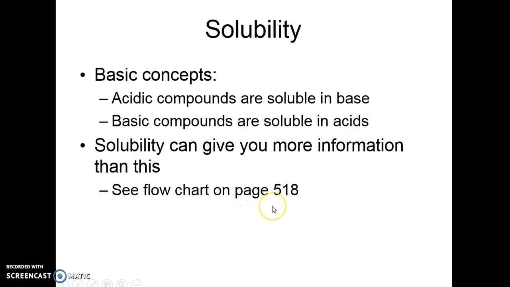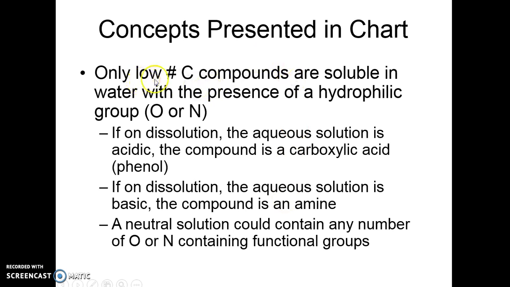If you look on page 518 of your textbook, the laboratory textbook, you will see there's a flow chart that shows you how you can use the solubility information to decipher functional groups. Remember, only compounds with a low number of carbons are going to be soluble in water, and it must be with the presence of a hydrophilic functional group. You can have very few carbons like propane, but with no functional group it is not going to be soluble in water. So it must be in combination with a hydrophilic functional group.